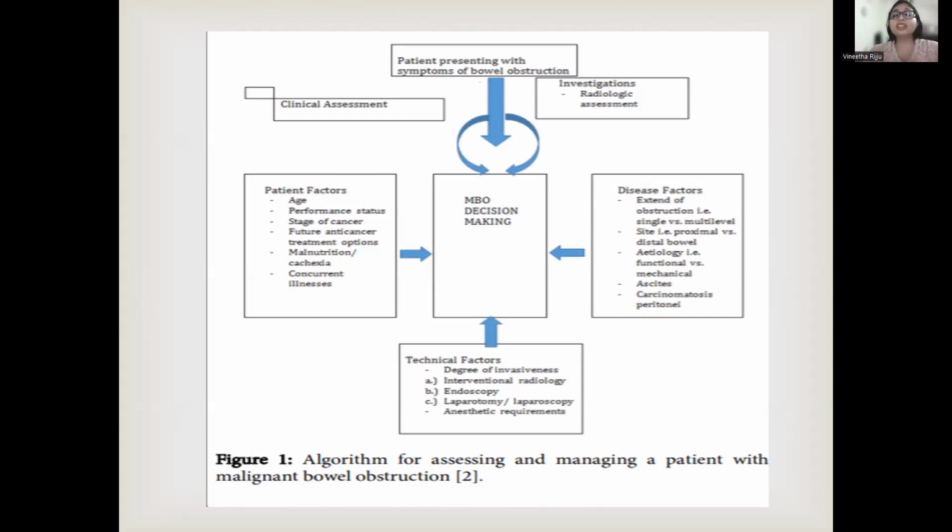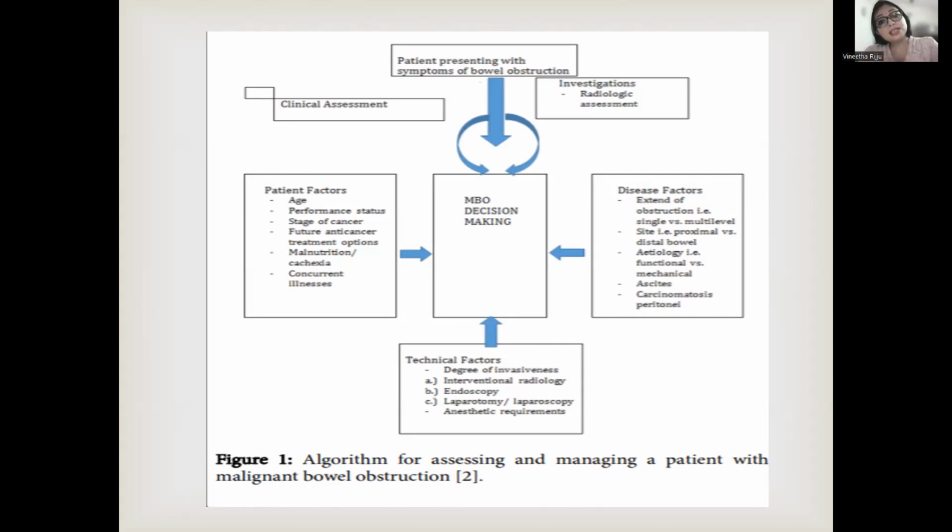Now, malnutrition and cachexia. These are all poor prognostic factors. So if cachexia has set in, probably your patient is not a candidate. And other concurrent illnesses: what if your patient has got diabetes, cardiac disease, and a number of other concurrent illnesses? This will be against one of the factors which you could think for aggressive treatment.